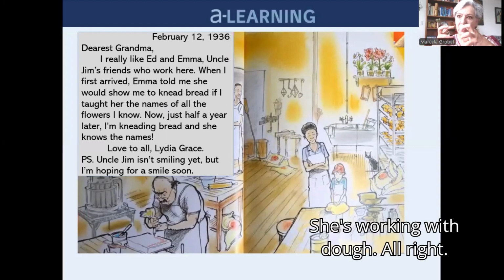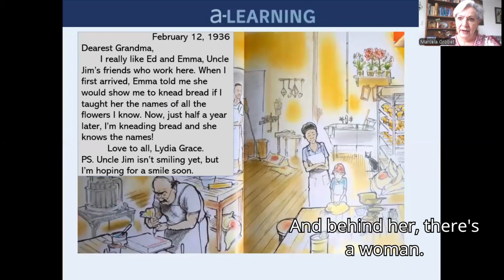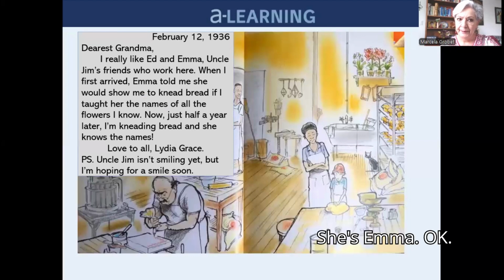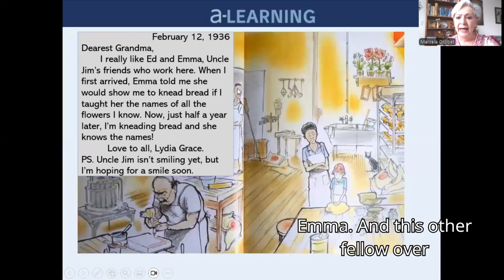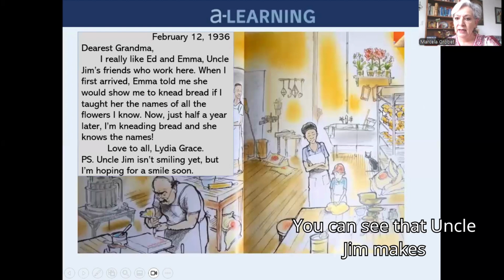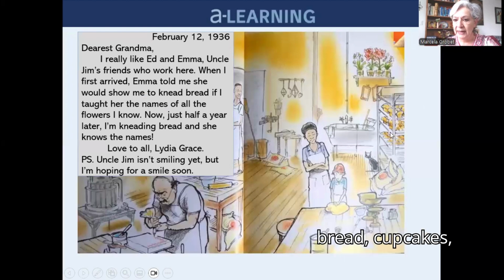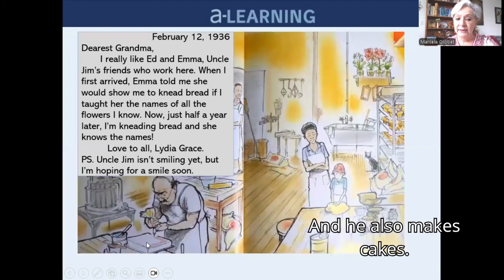She's working with a doll, all right? And behind her, there's a woman. She's Emma, okay? This young lady over here is Emma. And this other fellow over here is Ed. They help Uncle Jim in the bakery. You can see that Uncle Jim makes bread, cupcakes, or they look like baguettes or something like that. And he also makes cakes.